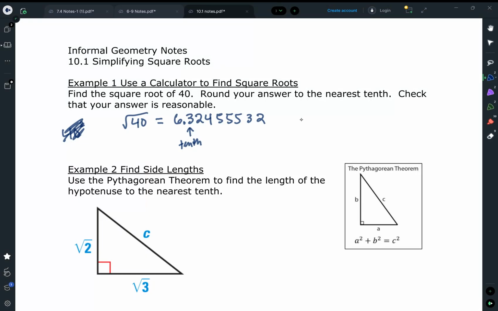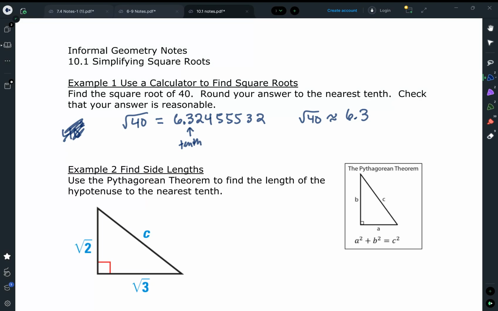So we're going to say that the square root of 40 is approximately equal to 6.3. And what that means is if I took 6.3 and multiplied it by itself on the calculator, that means 6.3 squared, I would get something really close to 40. I wouldn't quite get 40 because I've rounded my number off, but I would get something really close to 40.